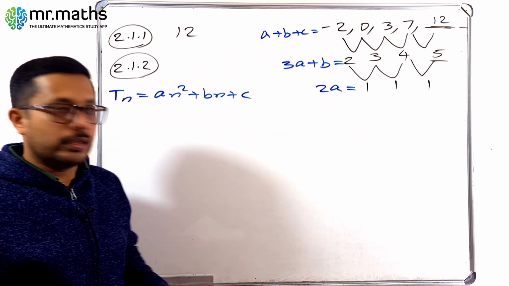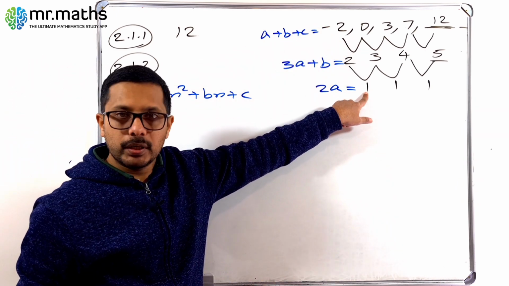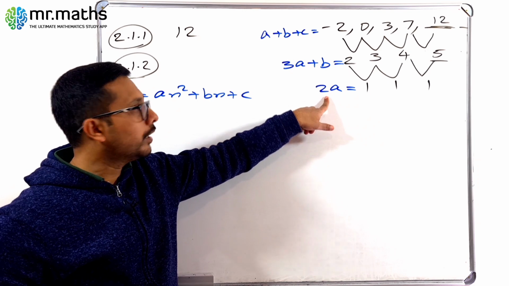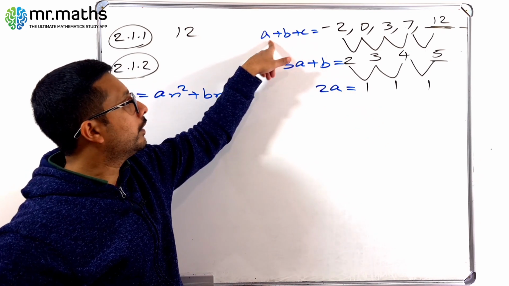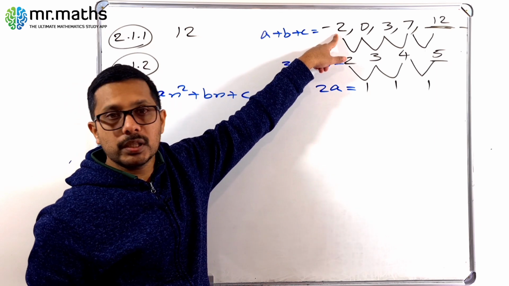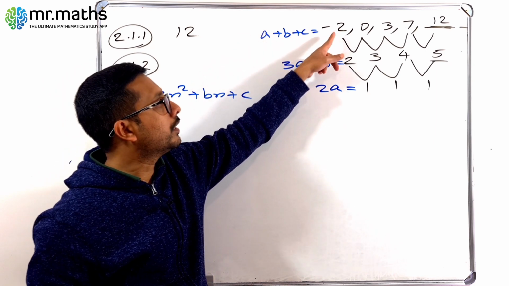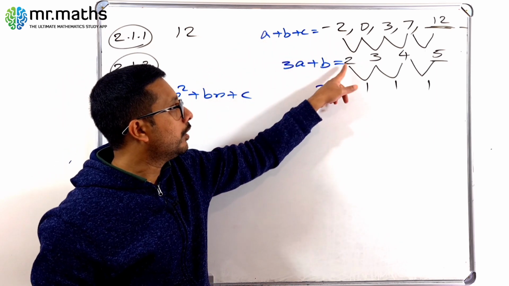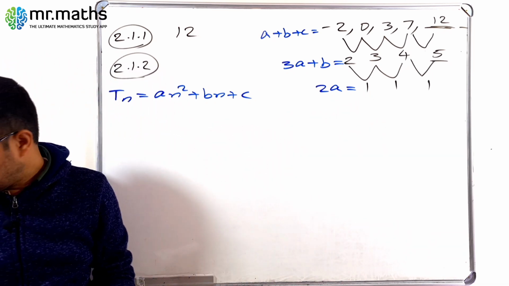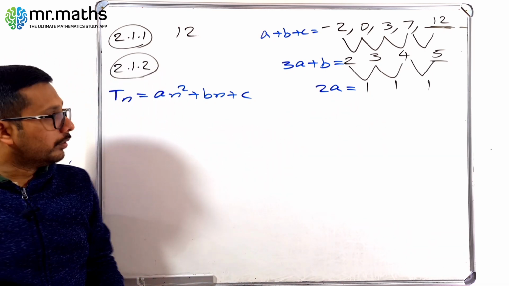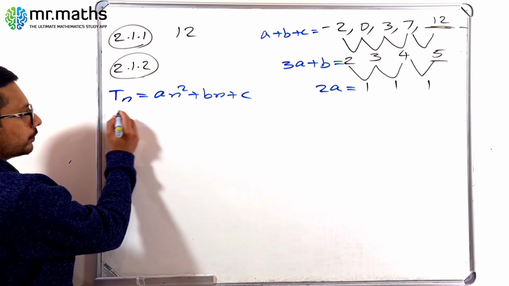Okay, so listen once more. This second difference you have to call as 2a. First difference you have to call as 3a plus b. Then the given quadratic sequence, you have to call as a plus b plus c. That is minus 2. This one is 2. This one is 1.